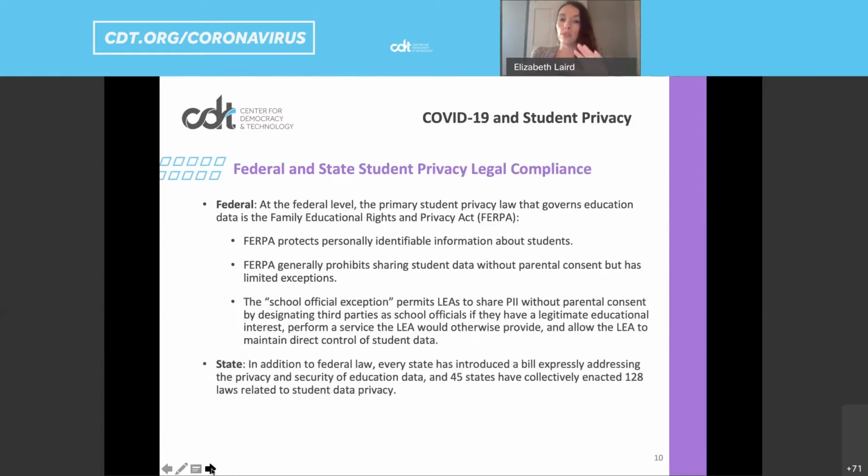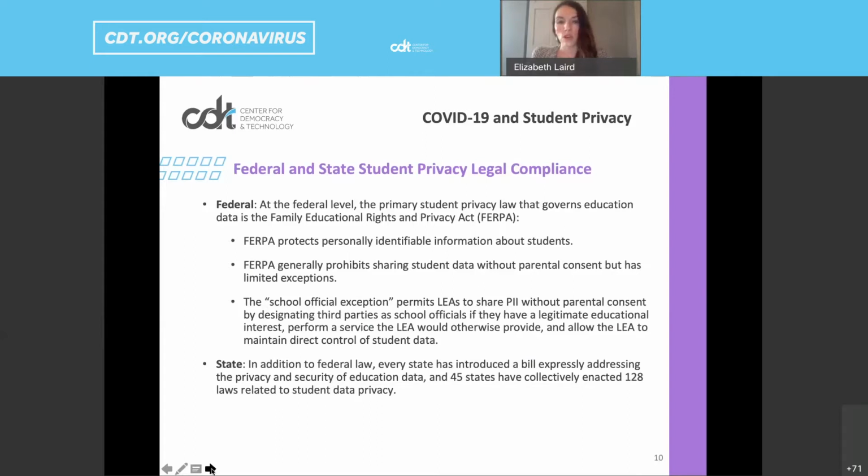So at a very high level, and again, there's a lot to the federal landscape and the state landscape, I just want to highlight the main things that will come into play here. One is the main federal student privacy law, which is FERPA, the Family Educational Rights and Privacy Act. It is exclusively concerned with personally identifiable information about students. So in terms of what we need to protect, that's what we're focused on.